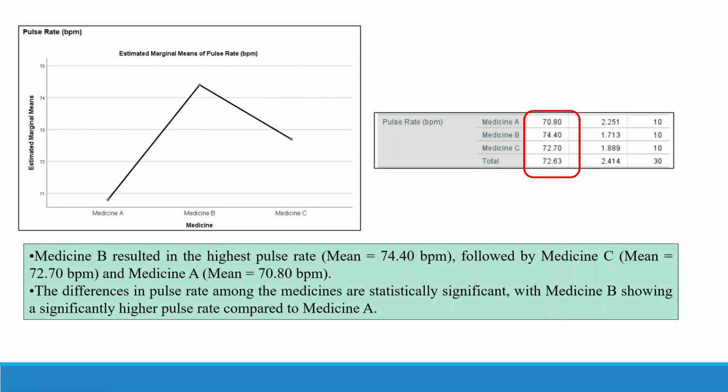Next is the pulse rate, their mean, the plot. So medicine B resulted in the highest pulse rate, followed by medicine C and medicine A. The difference in pulse rates among the medicines is statistically significant, with medicine B showing a significantly higher pulse rate compared to medicine A.